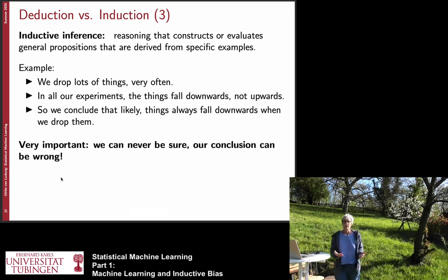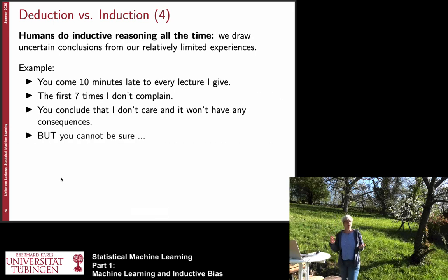The important thing is you can never really be sure that your conclusion is correct. And this applies to all of science. And there's a lot of interesting philosophy of science that tries to explain what does it mean, how can we learn something at all, how can we explain something, and so on. Because we cannot really be certain about it. Humans do inductive reasoning all the time. Essentially all our life is coming up with good rules of thumb and performing induction.